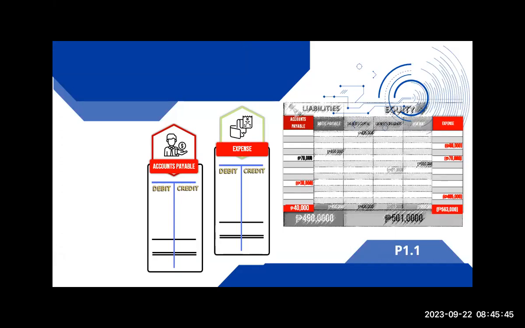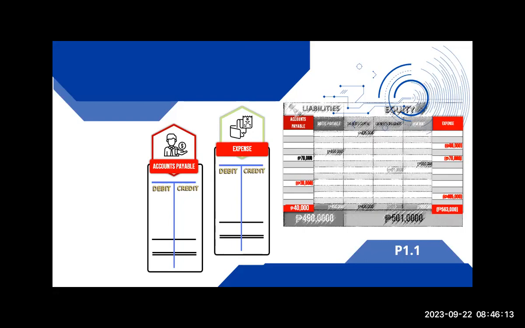Liabilities. Accounts payable. So receivable are assets. So accounts payable are liabilities. Liabilities are on your right, which means ano yung normal balance ni accounts payable? Credit. How about expense? Expense is usually debit or credit yung normal balance niya? Debit kasi negative siya on the right, so nilipat natin siya. So good. So alam na natin yung normal balance.